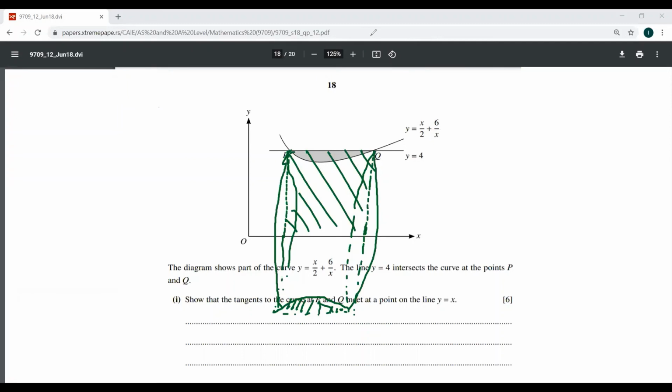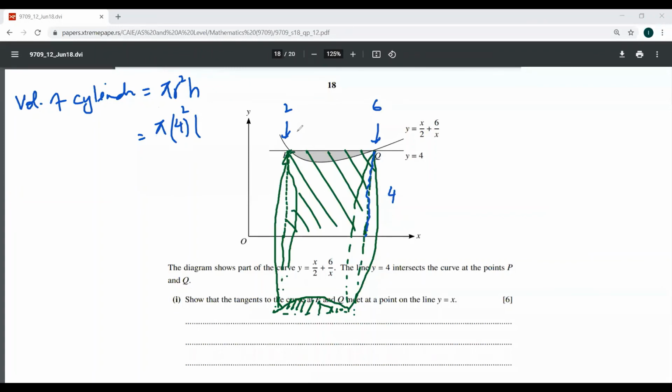So how do you find the volume of the cylinder? This is pi r squared h. This is pi. The radius is 4, so 4 squared. And the height is this. What was this x coordinate? That was 2, and this was 6. So the height of the cylinder is 4. So this is going to be 64 pi.